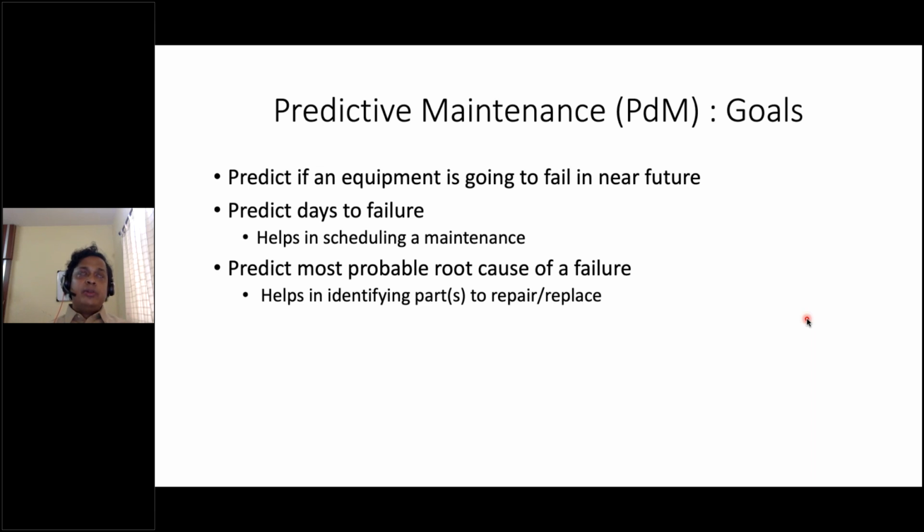So if I know that I have this equipment and it is going to fail in the next 10 days, probably I have some time, I can schedule a maintenance. And if I know the exact root cause, which part of the equipment is going to fail, whether it's the electrical part, a filter, an electrical circuit, or something mechanical, then I can fix it. The service person who is visiting will already carry the equipment. So that will also save some money.